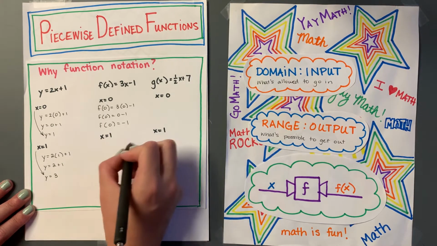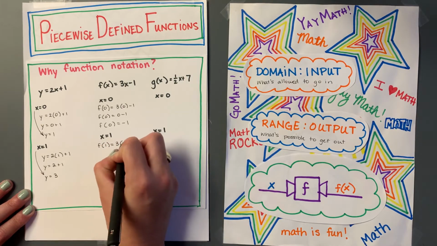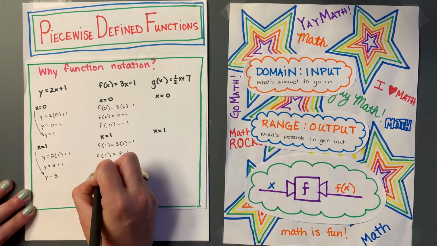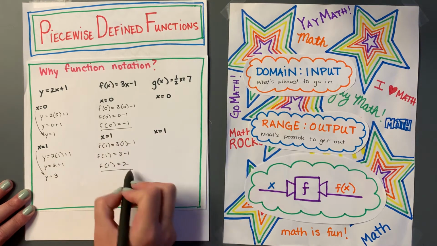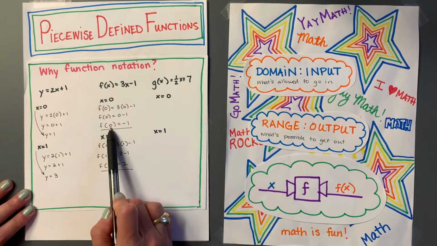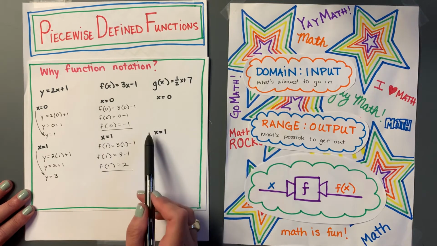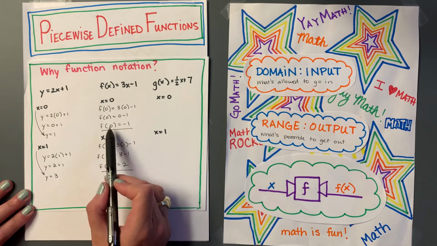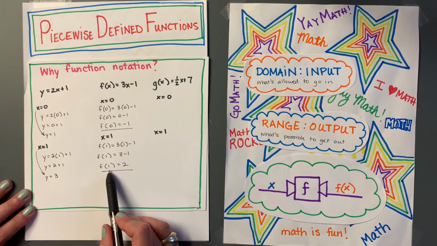I can then evaluate it for x equals 1. f of 1 is equal to 3 times 1 minus 1. f of 1 is equal to 3 minus 1. f of 1 is equal to 2. So now you can see that my x value and my y value are paired, so that it's not just y equals negative 1, y equals 2. It's y equals negative 1 when x equals 0. y equals 2 when x equals 1.